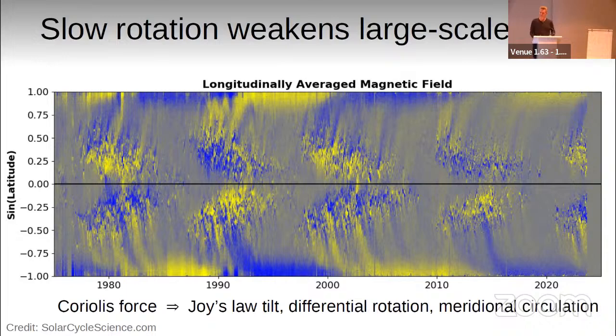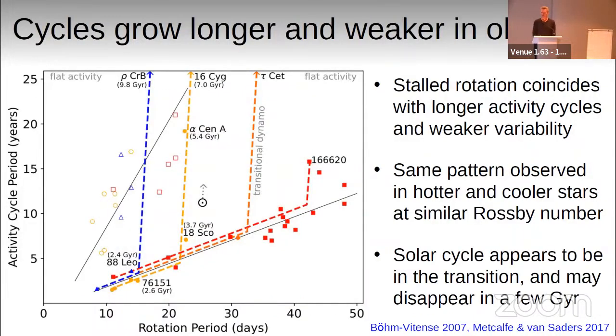The second clue that we noticed almost immediately was in this plot that you've already seen in Alfio's presentation, the cycle period in years versus the rotation rate. You see that there are a couple of different correlations between those things. But if you look at this series of solar analogs, HD 76151, 18 Sco, alpha Cen A, and 16 Cyg, it seems that stars spin down until a critical rotation rate, this critical Rossby number for that given spectral type. But then cycles appear to grow longer and weaker until in 16 Cyg, this is a flat activity star.